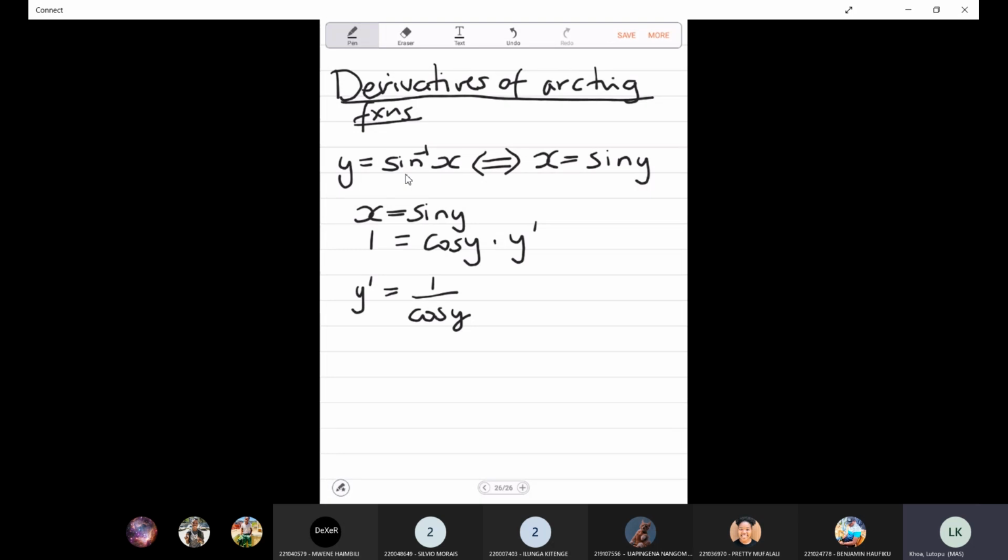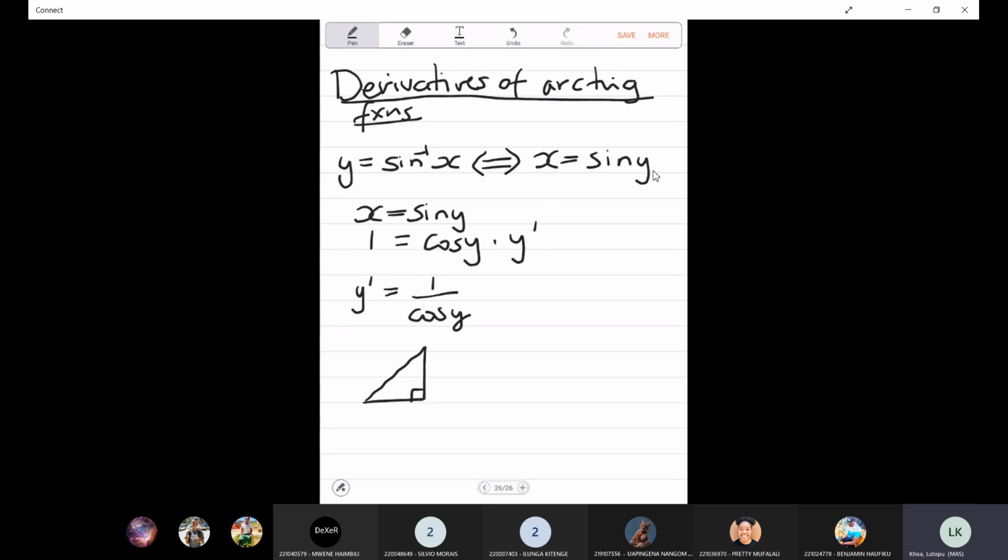But if you look at our function, it was in terms of x, and we always want to leave things in terms of x. So can we not find a way to write this cos of y in terms of x? So what we do is we draw a right angle triangle like this one. Okay, and then we look at this relationship. x is equal to sine y, or sine y is equal to x.